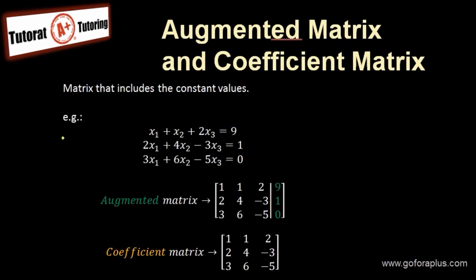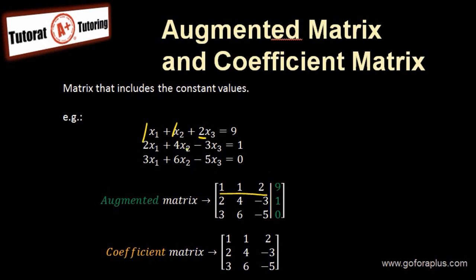So what is an augmented matrix and what is a coefficient matrix? Now, a matrix is basically solving equations. In this example, we have 3 equations and 3 unknowns, so 3 variables. Now, the coefficients of each variable, 1, 1, 2, is basically my first row. And 9 is the constant value I write on the side with a bar.